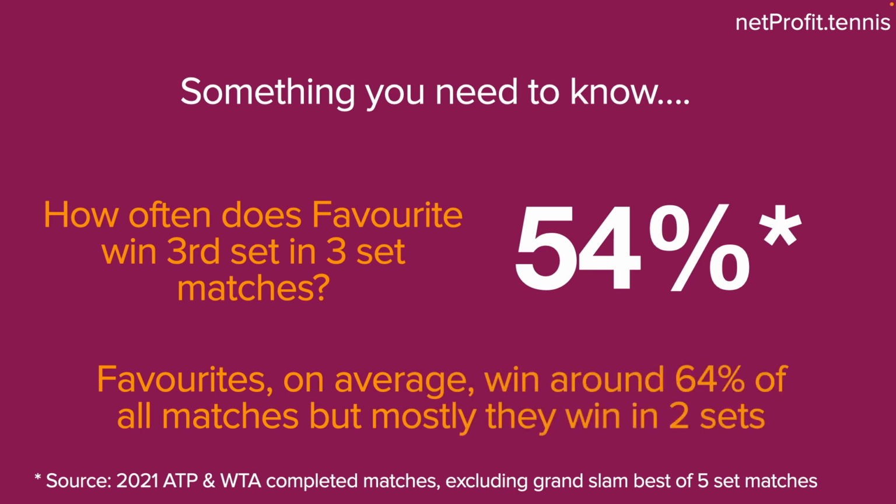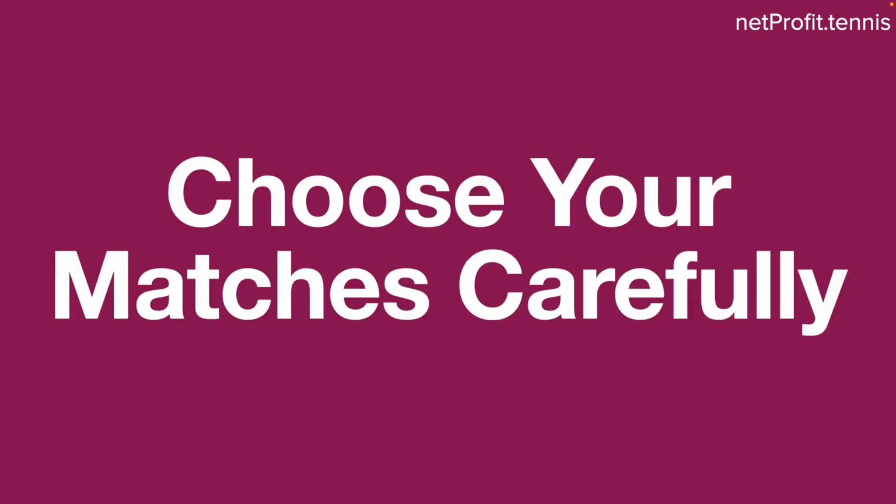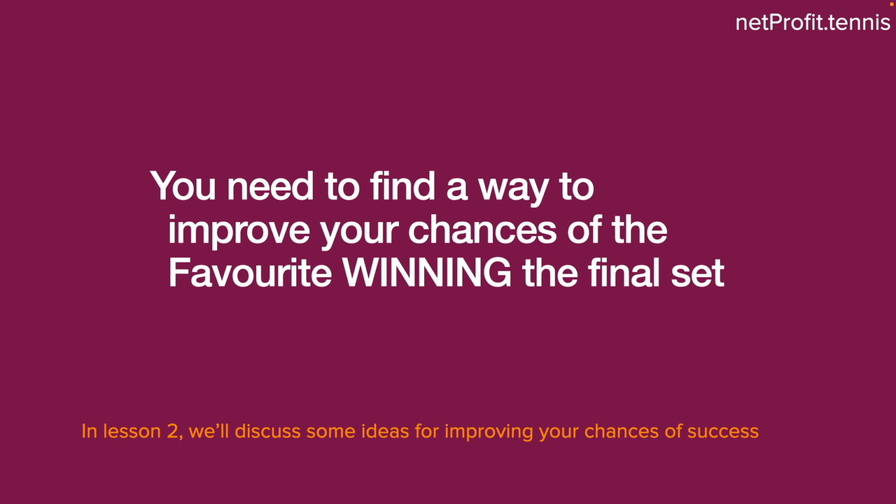So favourites do win more matches, around about 64% of all matches, but mostly they win in 2 sets. So the key takeaway here is you've got to choose your matches carefully. What you want to do is trade the 3rd set winner strategy and win more than 54% of the time. The key to this is finding a way to improve your chances of the favourite winning the final set. And that's what this course is about. And in lesson 2, we'll discuss some ideas for improving your chances of success.